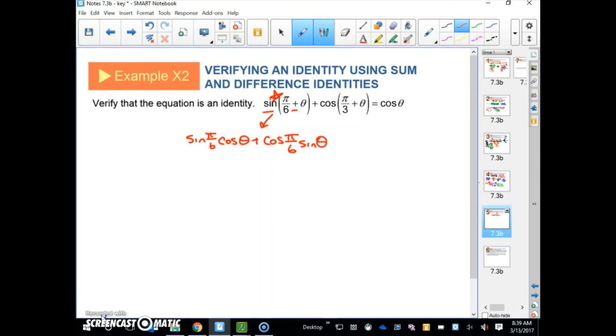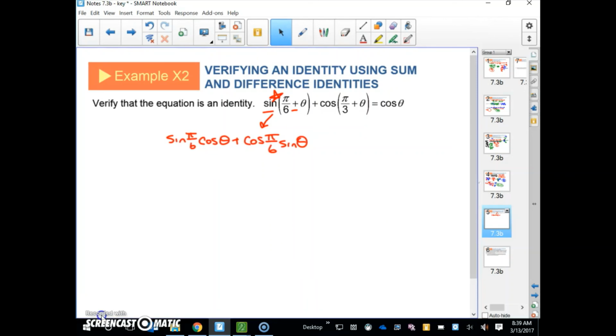Sorry, what? No, because I haven't even looked at this yet. I haven't even looked at that yet. All I'm doing is the sine sum on that first one. Okay? So the only angle I'm looking at right now is this pi over 6.